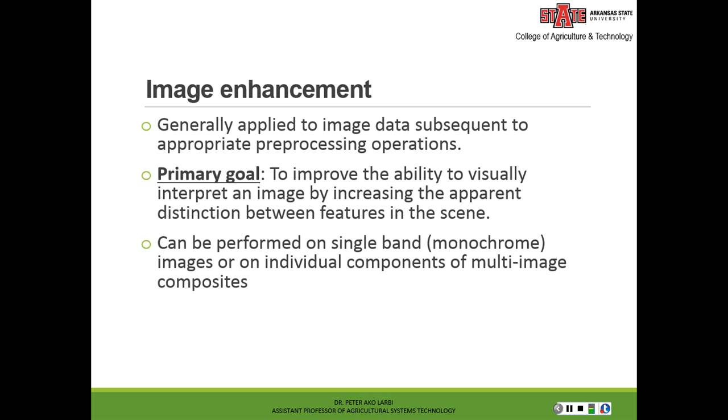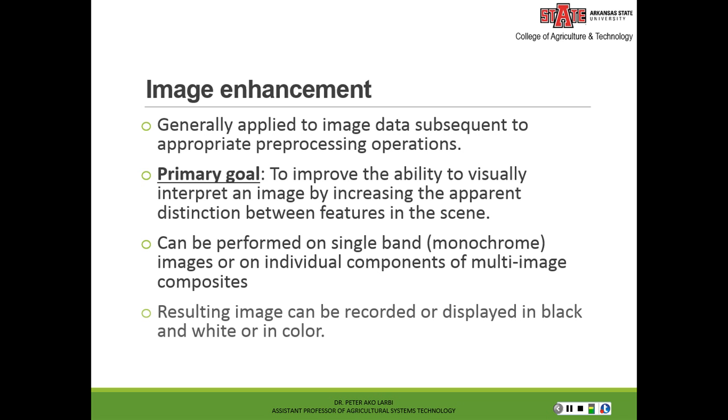We can perform the operations on a single band, let's say on a red band separately, on a green band separately, and these are pretty much monochrome images. Or we can also perform the operations on individual components of multi-image composites. The resulting image can be recorded or displayed in monochrome or in black and white. It can also be displayed in color, depending on how many color ranges are set for the image.